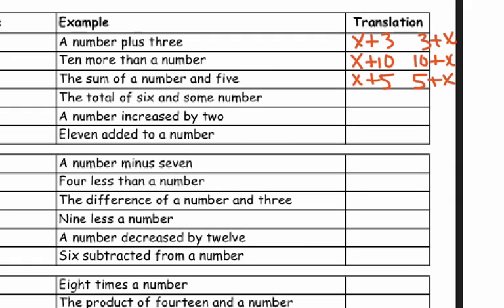This could be written as x plus 5 or 5 plus x. The next says a total of 6 in some number. Could be x plus 6 or 6 plus x. A number increased by 2, x plus 2, 2 plus x. 11 added to a number, x plus 11, 11 plus x. Notice that addition can be flipped around, and it's fine. There's nothing wrong with writing it, like if you call this forwards and this backwards, doesn't matter, you can write them either way.